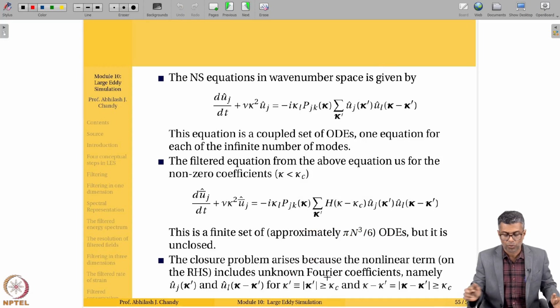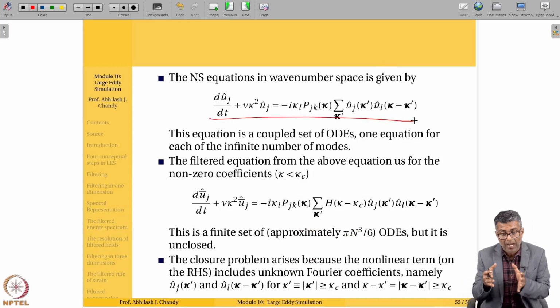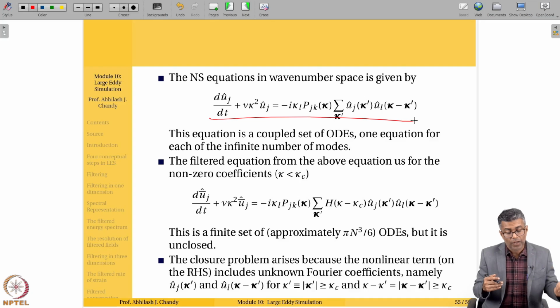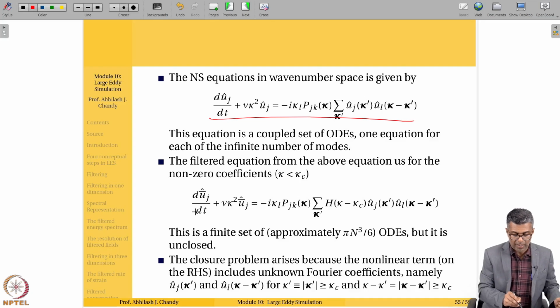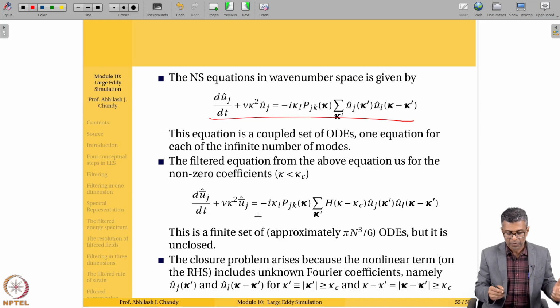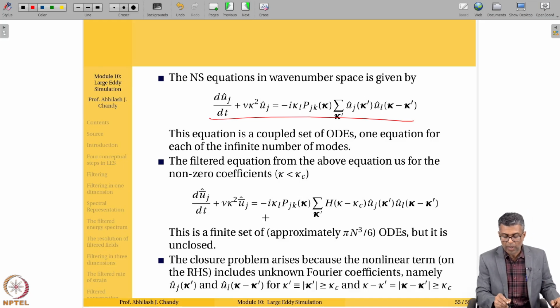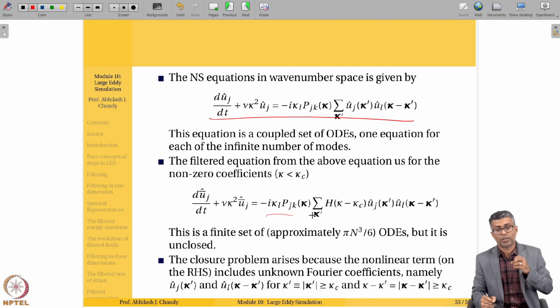And then you have your Navier-Stokes equations in wave number space. This is actually what you would write for DNS. We know that this is basically a set of ODEs, right, that can be algebraically solved. And in the filtered space, this is what it looks like: d/dt of u j bar plus nu kappa squared u j bar hat, right. And then you have this projection tensor, but now instead of the filtered velocity field, we are putting the Heaviside function in there. So essentially you have pi by 6 N cubed set of ODEs which you can solve.